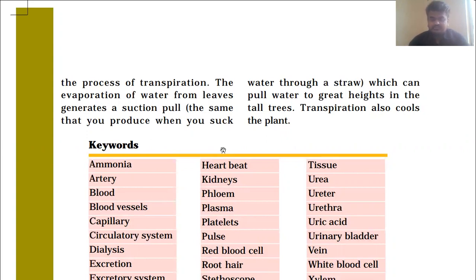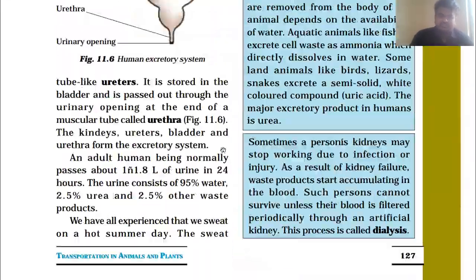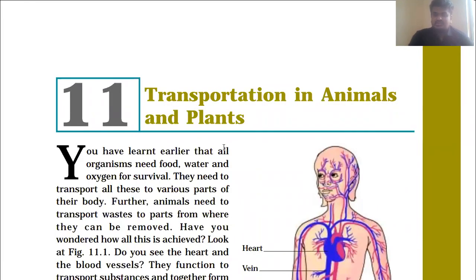So this was our last and easiest topic, transpiration. Don't forget that it is also a part of the water cycle, because with the help of transpiration, clouds are formed. So that was our chapter 11, transportation in animals and plants. You can go through it, thoroughly revise it, and ask me if there is any doubt. We can discuss it. Thank you.